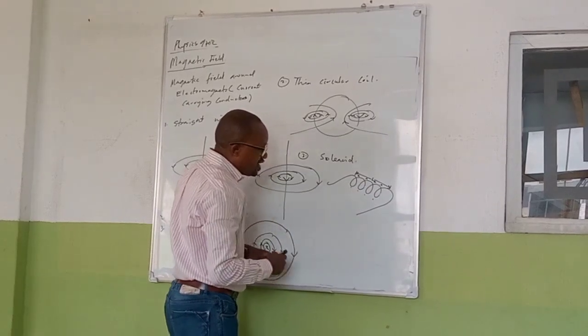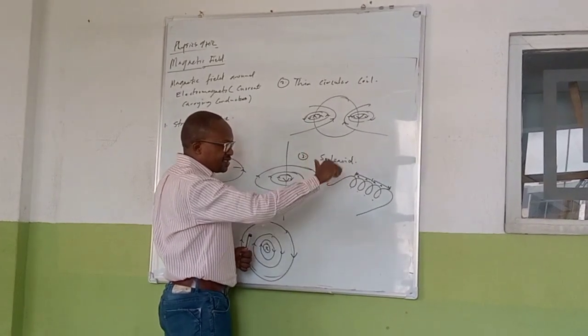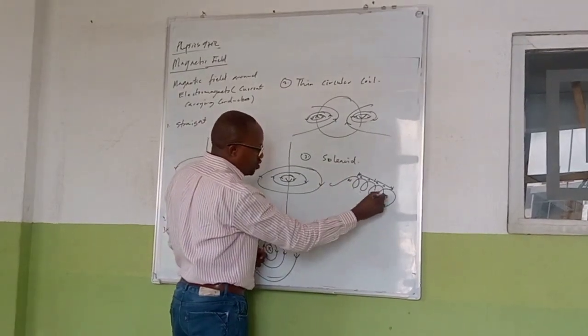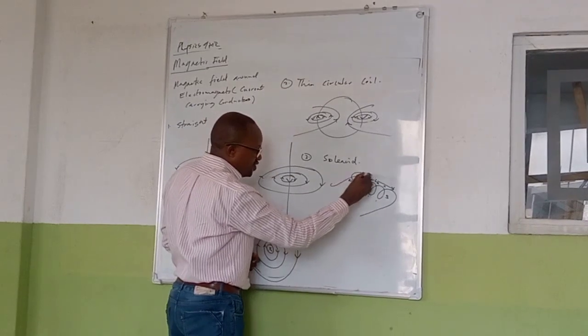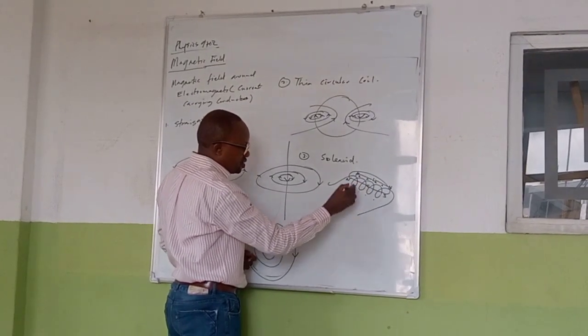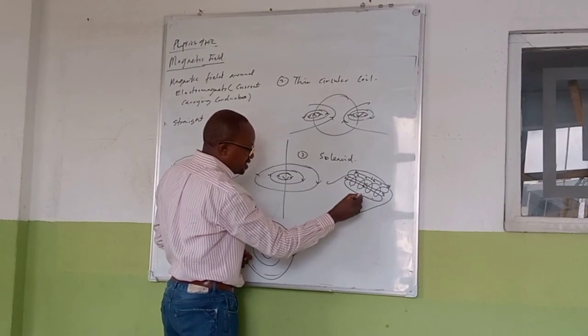Out. So it means that the current in the coils is moving in what direction? Anti-clockwise. Are you following? So this end becomes the north, this end becomes the what? South. And the magnetic field lines move from north to south. Inside the solenoid, it will be straight.